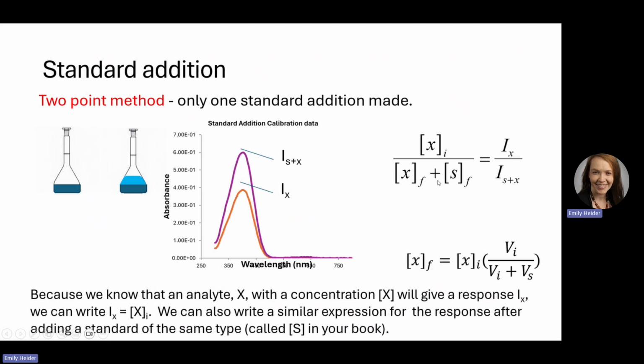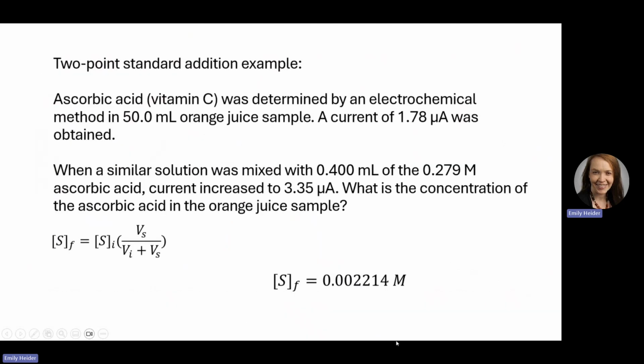Now this looks like it's got a lot of unknowns within one equation, but let's remember that the final concentration of the unknown here in the denominator is going to be proportional to the initial concentration of the unknown times the dilution factor. So what's the dilution factor? It's the initial volume of the unknown divided by the total volume once you added the unknown and the standard together. So let's look at an example and make sure we can understand how this is used.